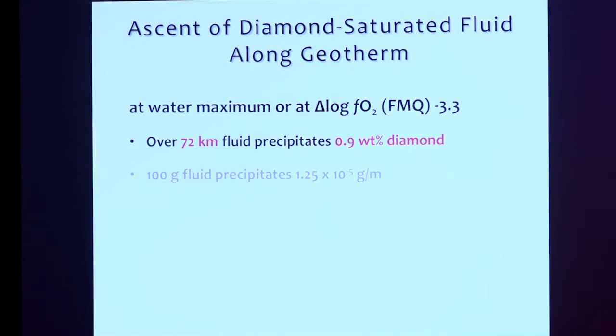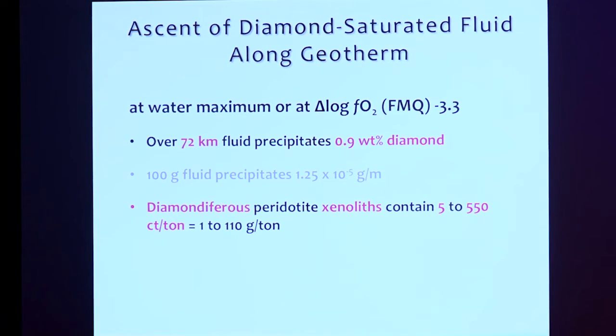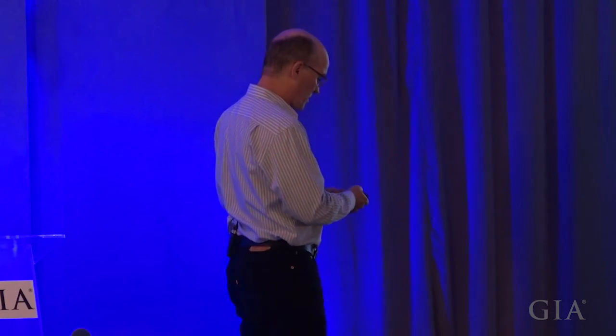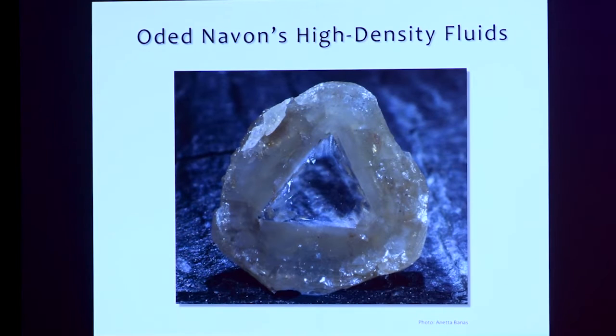So what I precipitate per meter of lithosphere is a very small number. Remind you again, this is what our xenoliths contain. So to make that amount of diamond, I would need to interact 1 ton of rock with 2.5 to 275 tons of fluid. And that's an unreasonable assumption to have way more fluid than we have rock. That doesn't make sense. So that's obviously not the process how we make diamond. And we focus on cooling.